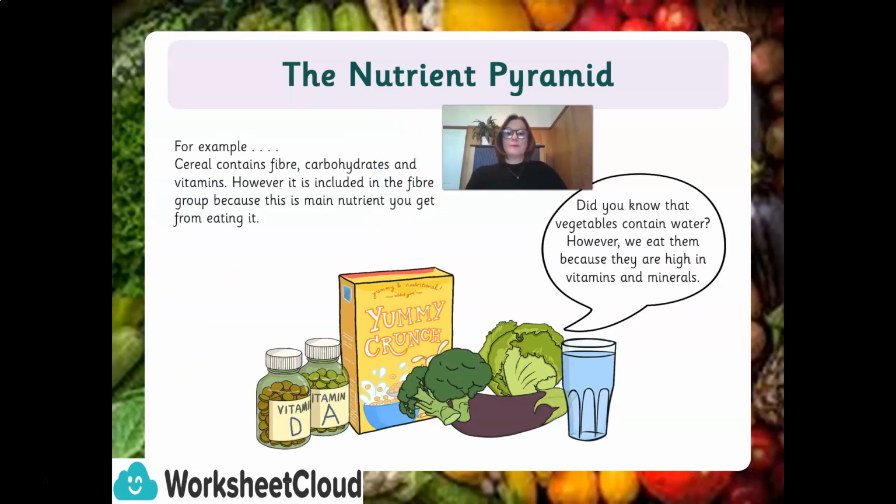For example, cereals contain fiber, carbohydrates, and vitamins. However, it is included in the fiber group because this is the main nutrient you get from eating it. Did you know that vegetables contain water? However, we eat them because they are high in vitamins and minerals.